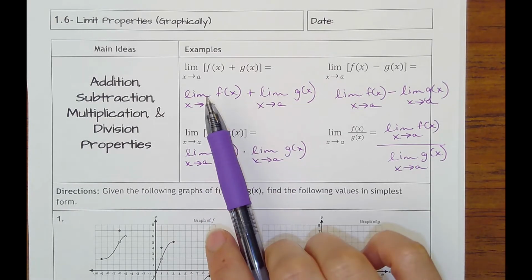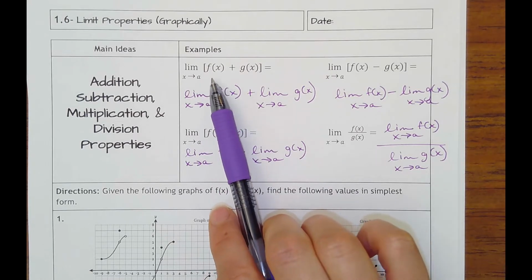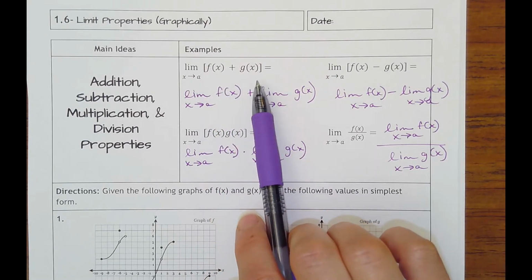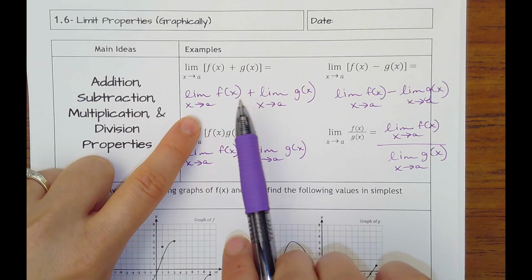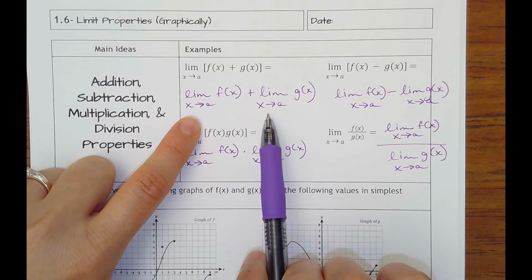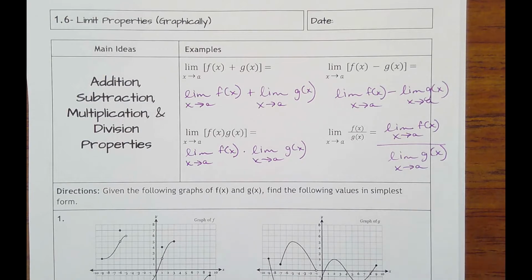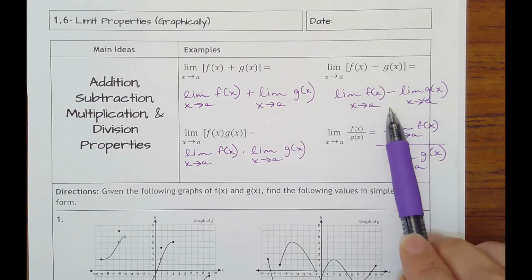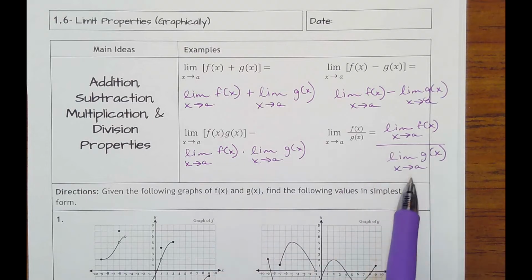But what it means is that if I'm finding the limit as x approaches some number of the combined functions f of x plus g of x, basically what I'm doing is I'm splitting that into two limit problems. So I'll find the limit as x approaches a of f of x, and then I'll add that to the limit as x approaches that same a in the g of x function. So that happens for each of these. The subtraction gets split into two limits with subtraction, multiplication, and then division. So you're just separating them into different limits.